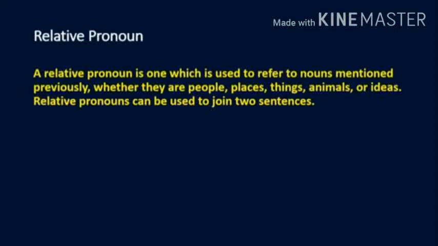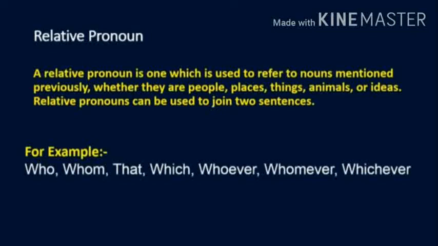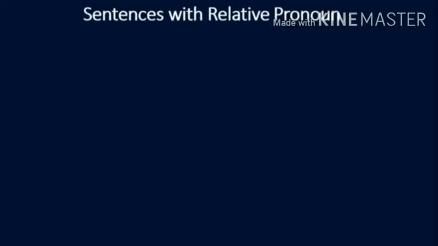It is a noun mentioned previously. So a relative pronoun is related to the previously mentioned noun or pronoun. Some of the relative pronouns are: who is used only for persons, whom is also used for persons, that is used for ideas or things, and which is used for things and animals. Whoever is used for persons, whomever is again used for persons, whichever is used for places or things, where is also used for places. These are the relative pronouns, my dear children.